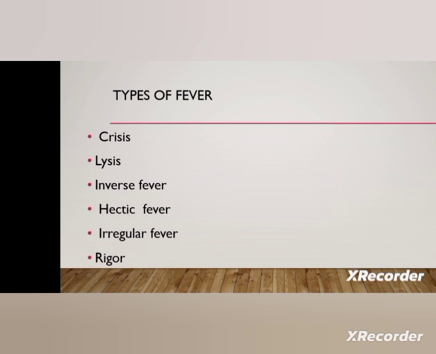Next one, rigor. Rigor is a sudden attack of shivering in which the body temperature rises rapidly to a stage of hyperpyrexia, as seen in malaria. So rigor means a sudden severe attack of shivering in which the body temperature rises rapidly.